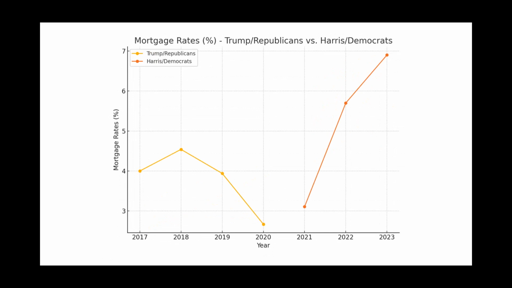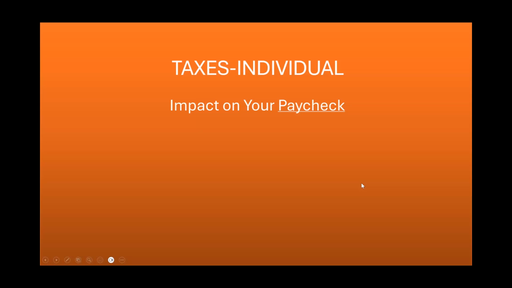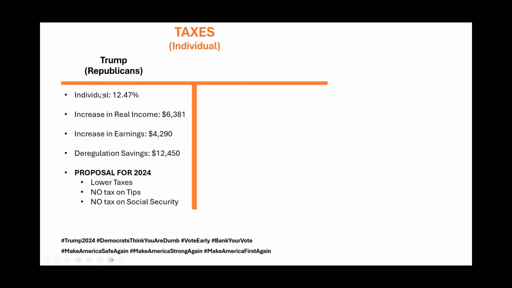This is the economic impact of policies in a specific and visual graph. Electricity, energy, all of it, you can show how it's trending up. How about taxes? Individual, what's the impact on your paycheck? Well, taxes on the individual side under Trump and the Republicans were 12%. The increase in real income, increase in savings, and what is the proposal for 2024?